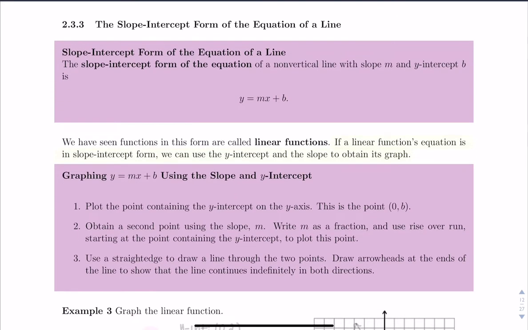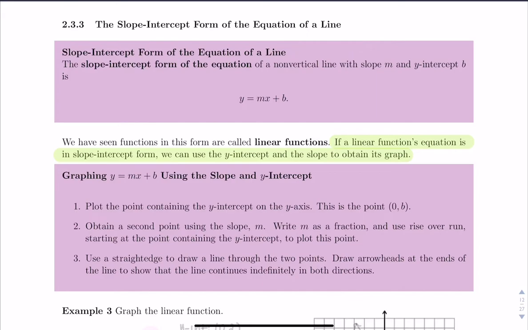So the slope-intercept form is y equals mx plus b, where your y-intercept is b. So we have seen functions in this form, and these are called linear functions. If a linear function's equation is in slope-intercept form, we can use the y-intercept and the slope to obtain its graph. So we like slope-intercept because it's the easiest one to graph. So the first thing you want to do is plot the point containing the y-intercept on the y-axis. This is the point (0, b).